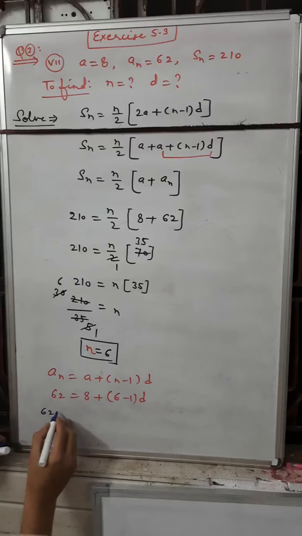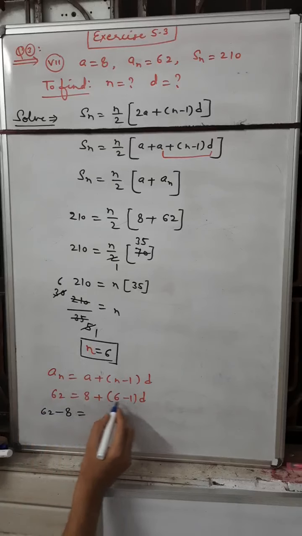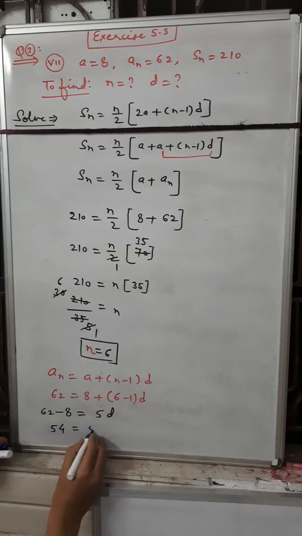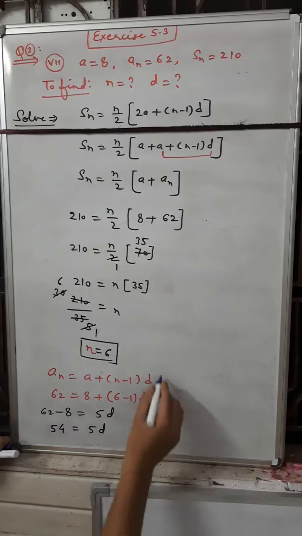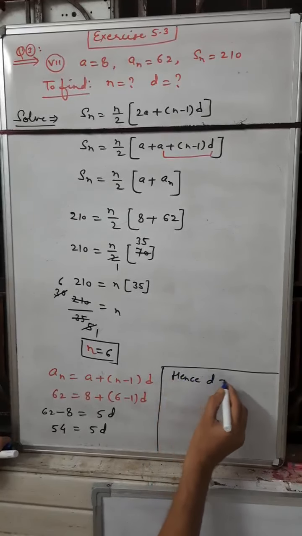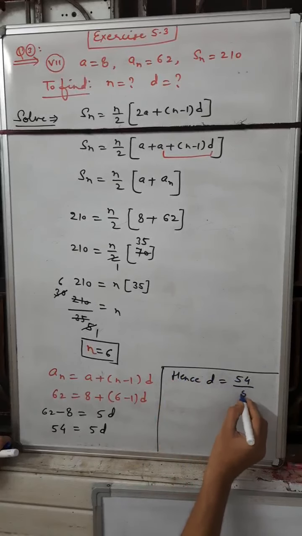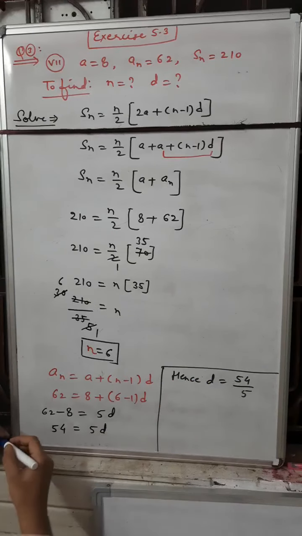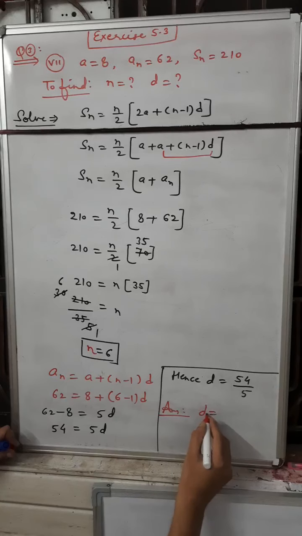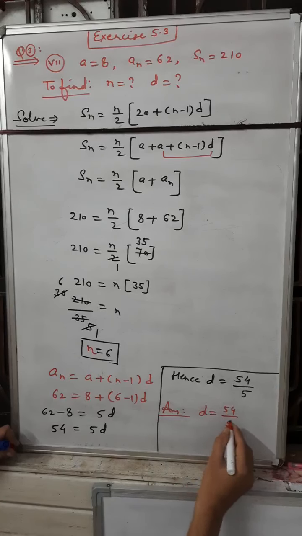62 minus 8 will be transferred to the left hand side, and 6 minus 1 is 5, so 5d. So 54 is equal to 5d. Hence d is equal to what? Hence d is equal to 54 by 5. So the answer of this question is d is equal to 54 by 5, and n is equal to 6.